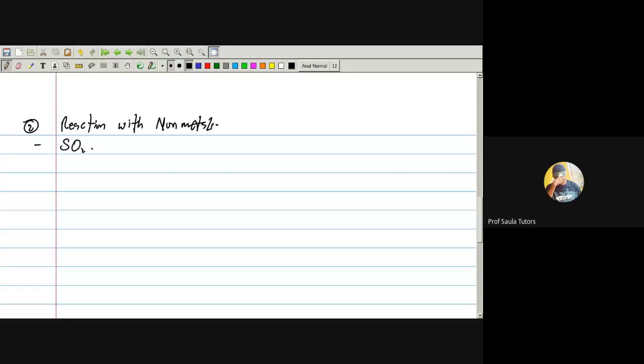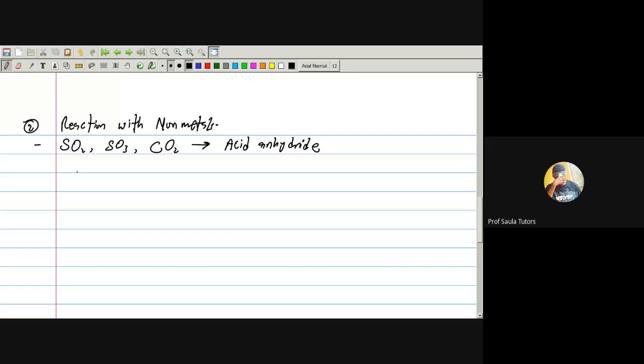Look at these compounds: SO2, SO3, CO2, and so on. There are many, but I don't want to give you many. All these that you are seeing here are called acid anhydrides. We call them acid anhydrides because when they dissolve in water, they produce acid.